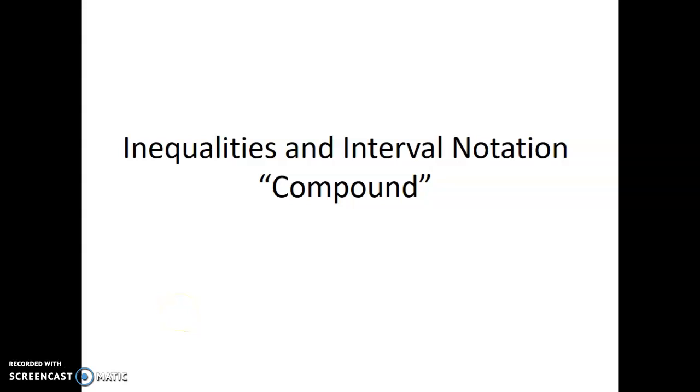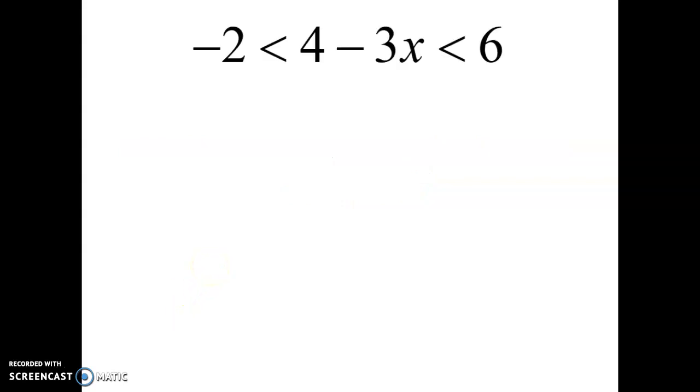Okay, so today we're going to look at inequalities and interval notation again, but this time with compound inequalities. So it's going to be a little bit different than the ands and ors that we looked at yesterday. Okay, so compound inequalities look like this, and there are two types. We're going to look at the simple first, and then the more complicated second.